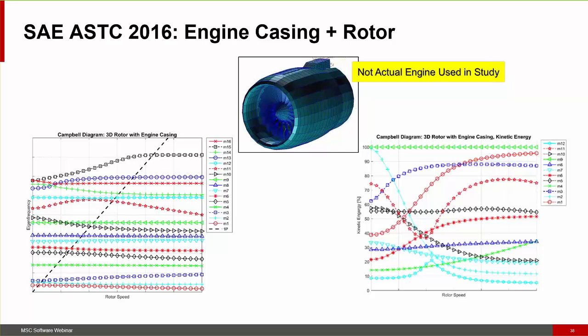On the right here you see how you have the ability with MSC Nastran to extract the kinetic energy of each one of these mode states. You can also extract the strain energy. There are other components as well, of course, that you can pull out.